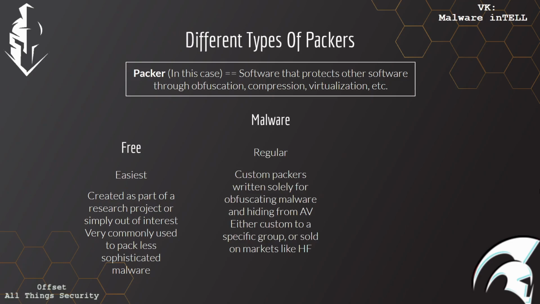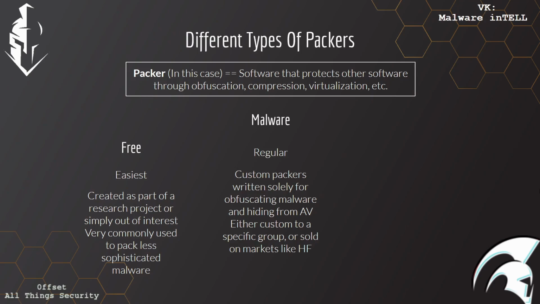So next up you've got the malware packer. These are custom packers written solely for obfuscating malware and hiding from antivirus. They're either custom to a specific group or they're sold on markets like hack forums. These aren't too easy to unpack sometimes, but once you've got the hang of them, they'll be pretty simple to unpack the payload. Most packers for malware follow the same routine, allocating memory, decrypting shellcode, decrypting the actual payload.